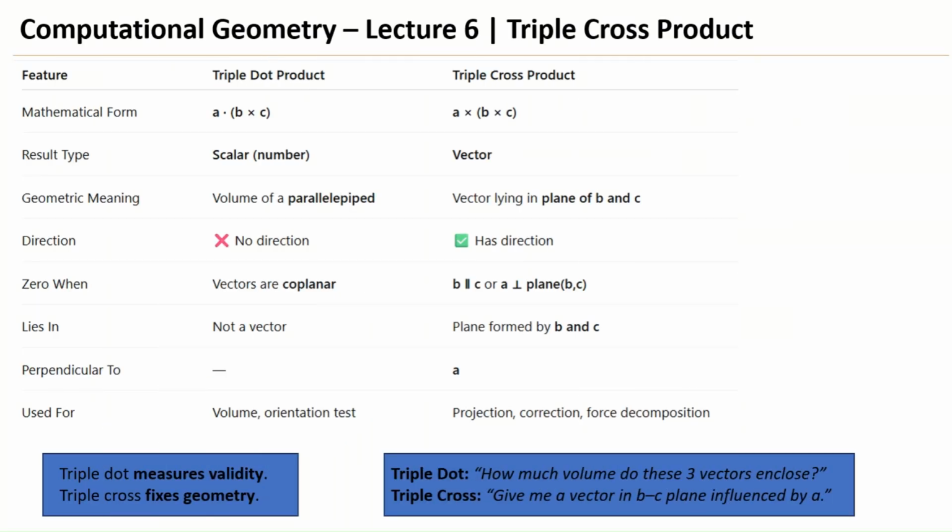Here is a comparison of triple dot and cross products. In short, the triple dot product gives a number, it tells you volume and validity. The triple cross product gives a vector, it helps project and fix geometry. Triple dot measures and triple cross corrects. That's the real difference.